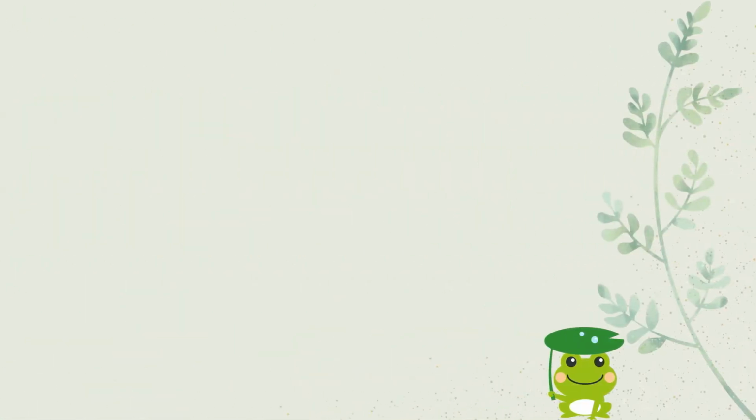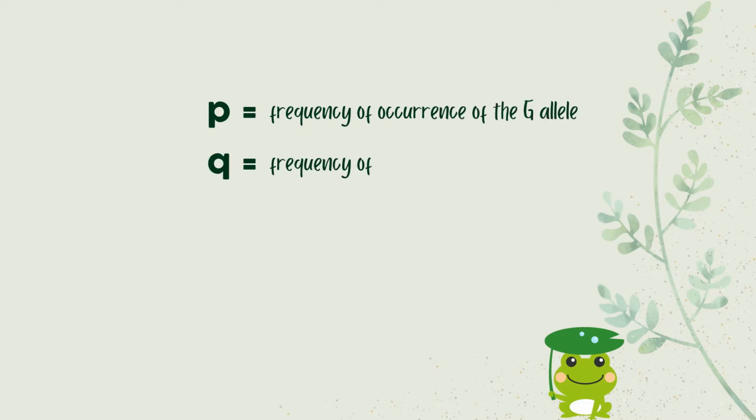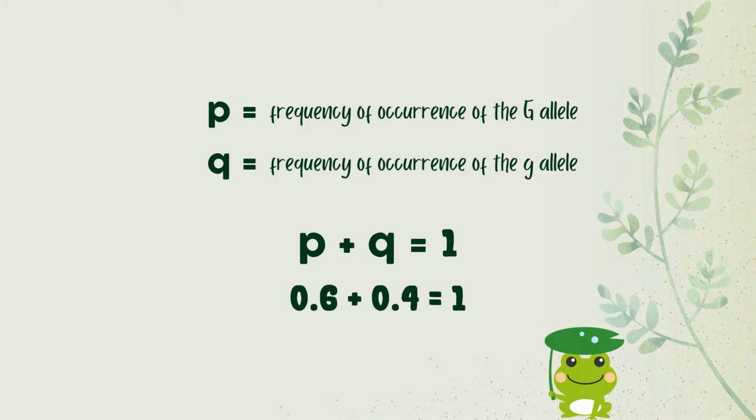First, let us consider a single genetic locus with 2 alleles, big G and small g, and let P be the frequency of occurrence of the big G allele and Q the frequency of occurrence of the small g allele. Notice in the example that the percentages add up to 100% and the frequencies add up to 1. The first formula of the Hardy-Weinberg equilibrium therefore is P plus Q equals 1.